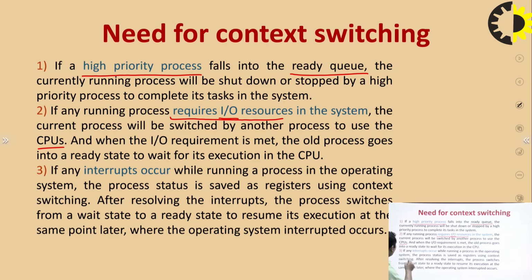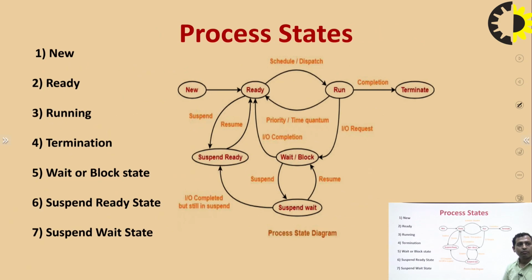to wait for its execution by the CPU. And the third requirement: some interrupts occur, as we have seen, then the running process will stop and a new process will be loaded into the CPU. So some requirements are there for context switching.